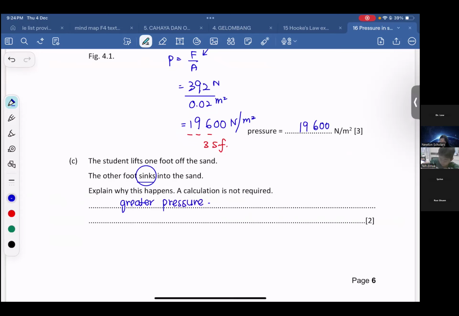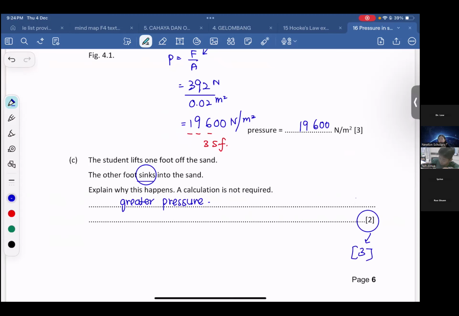Then explain why. Okay, if let's say they give 3 marks. If 2 marks, easy: say greater pressure, then talk about the area being smaller. Due to the smaller area. Okay, so like this, 1 mark, 2 marks. But sometimes the question will give 3 marks. Where is the third point? 1, 2, 3.